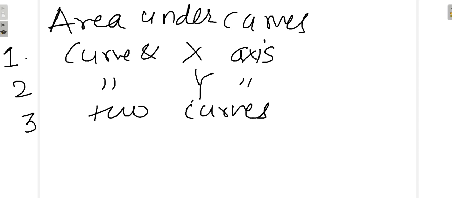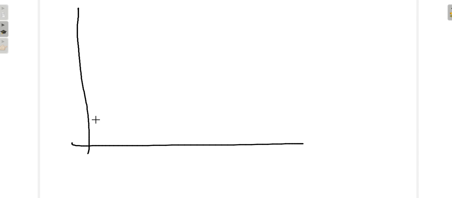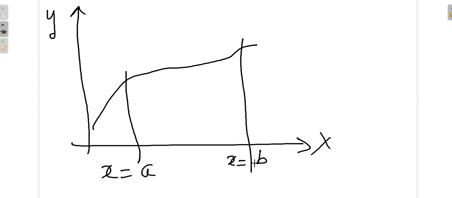Let us first see area under curve and x-axis. Suppose we are given a curve like this and we want to find out the area bound by the curve between the two coordinates, say x equal to a and this is say x equal to b.